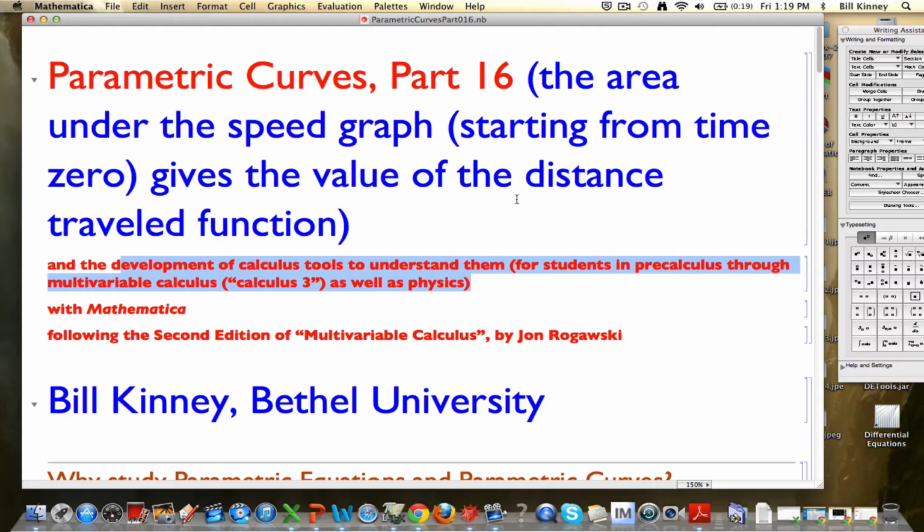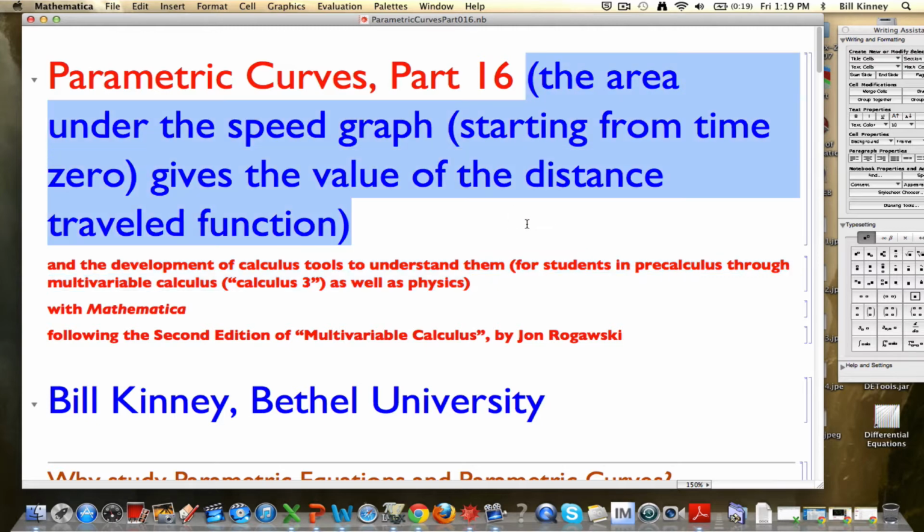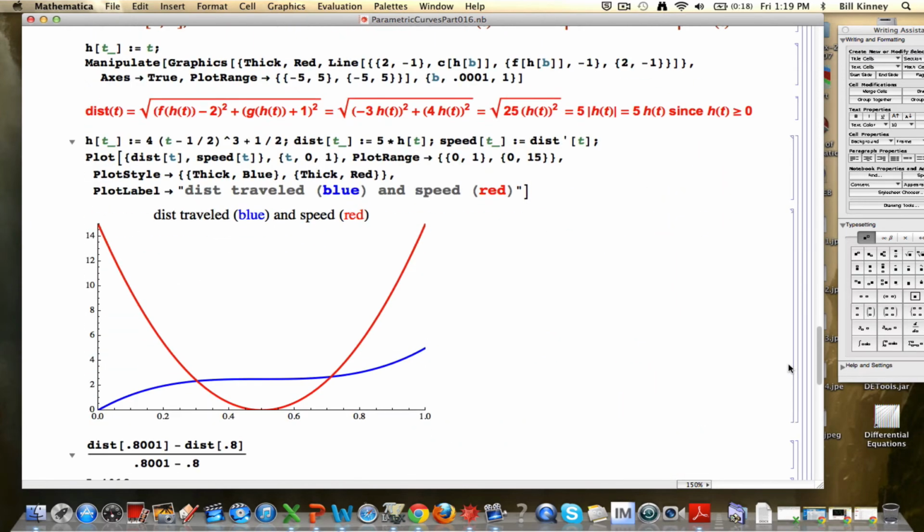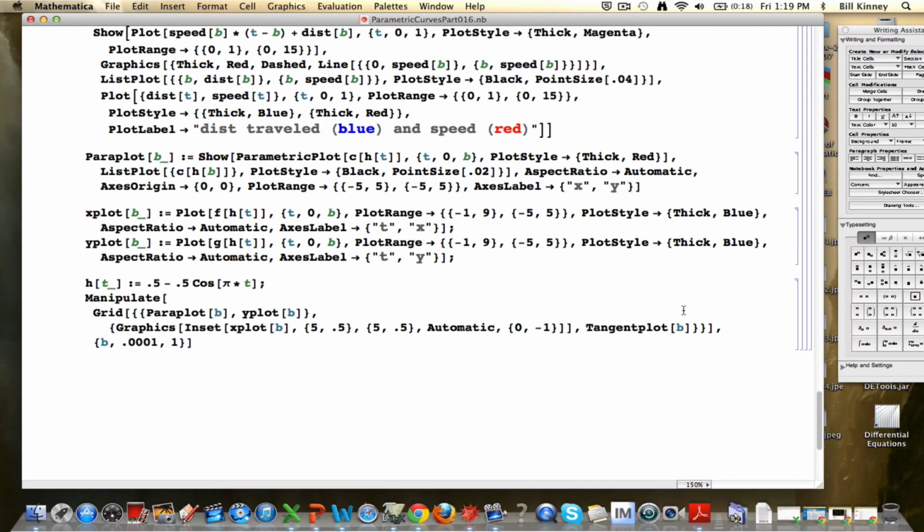Geometrically, the value of the speed function gives you the slope of the distance traveled function. In this video we're going to emphasize another calculus concept that's actually related to the first one, though it doesn't seem like it at first, that the area under the speed graph when you start from time 0 gives you the value of the distance traveled function. I'm also assuming that at time 0 you haven't traveled any distance. You're starting at that moment in time. Dist of 0 is 0. So let's quickly review what we had at the end of the last video.